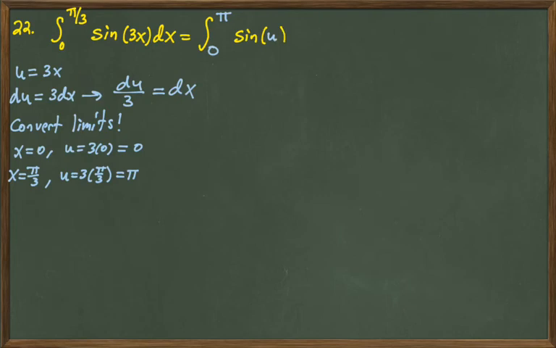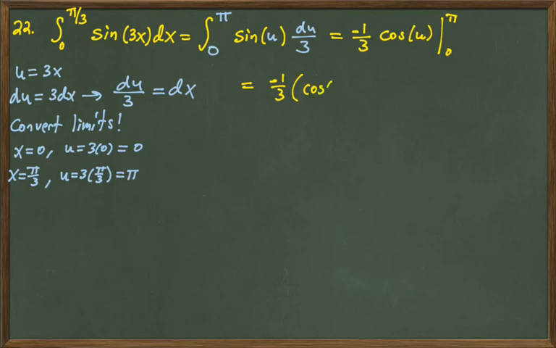Sine of u. dx is du over 3. Slide the 1/3 out. The integral of sine is minus cosine, so that's where the minus comes from. Negative 1/3 cosine u, and then you're using your new limits of integration. There's no need to go back to x. Okay, so negative 1/3 cosine of pi, which is negative 1, minus cosine of 0, which is 1. So this is going to be negative 1 minus 1, so that's going to be negative 2. So negative 1/3 times negative 2 is positive 2/3.